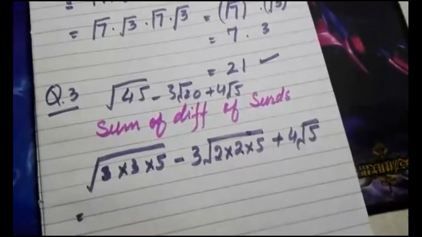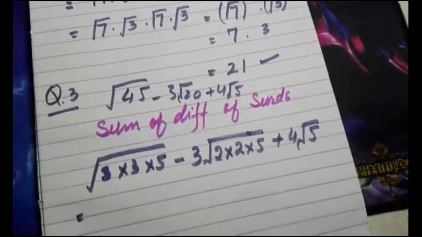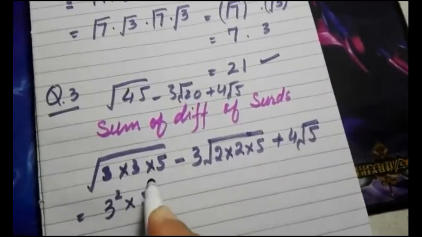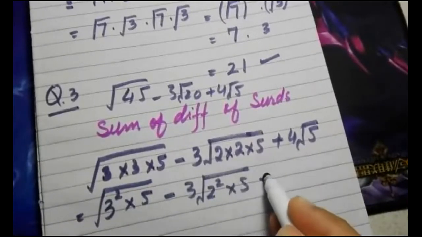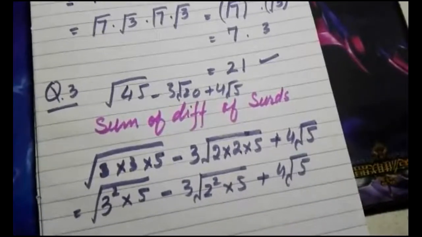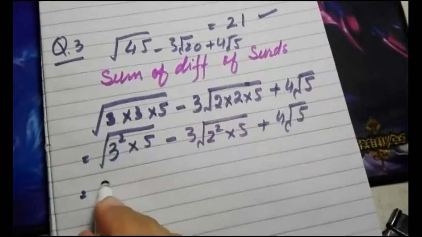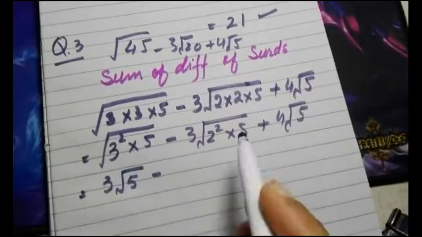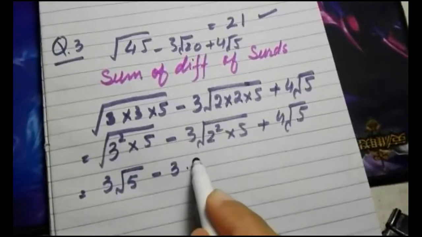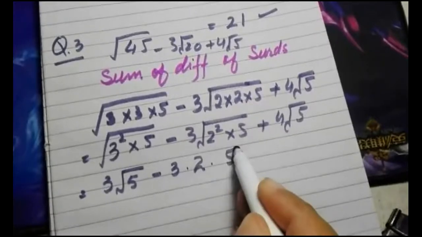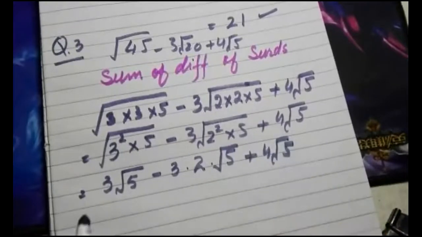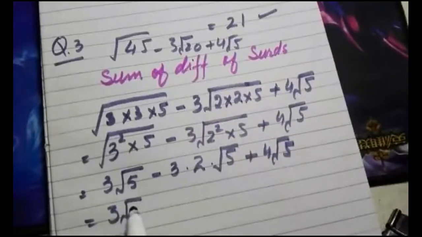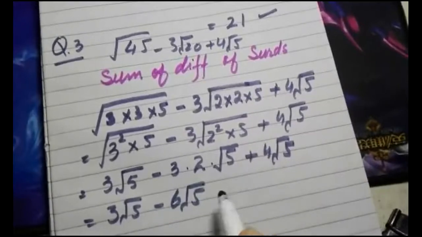Then what we will do, you will simplify this expression. 3 times under root of 3 square times 5, minus 3 times under root of 2 square times 5, and 4 times under root 5. Now, once you will simplify it, square and square root will cancel. You will get 3 times under root 5, and 3 will be as it is. 2 square and square root will cancel. It will become 2 only, and under root 5 will remain inside the square root sign, plus 4 times under root 5. So 3 times under root 5, 6 times under root 5, and 4 times under root 5.